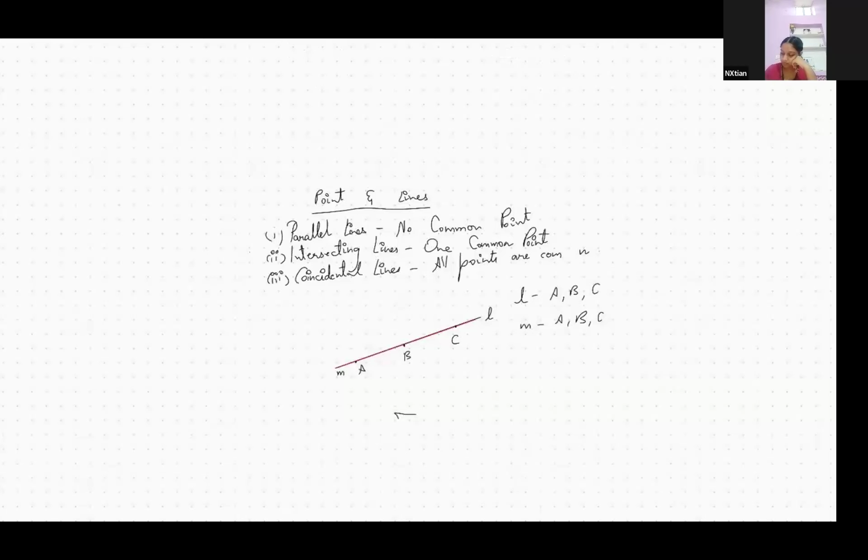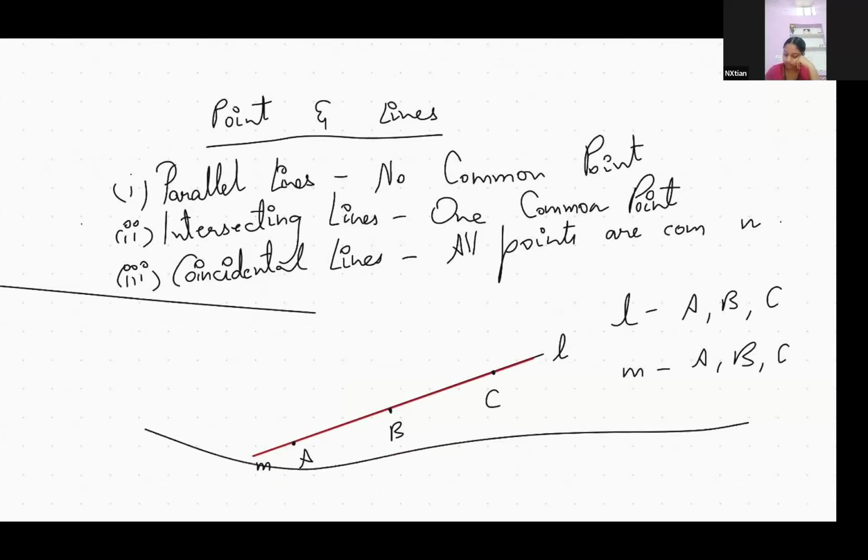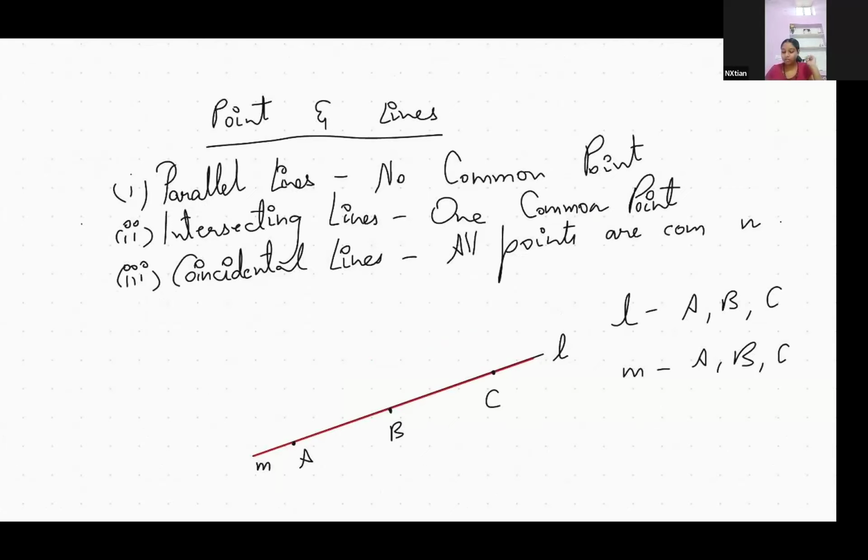All right. So, I hope till here it's clear to you. Parallel we know, intersecting I've shown you, and this is coincidental lines. I'm clearing the page now. So now we talked about lines, we'll talk about points.